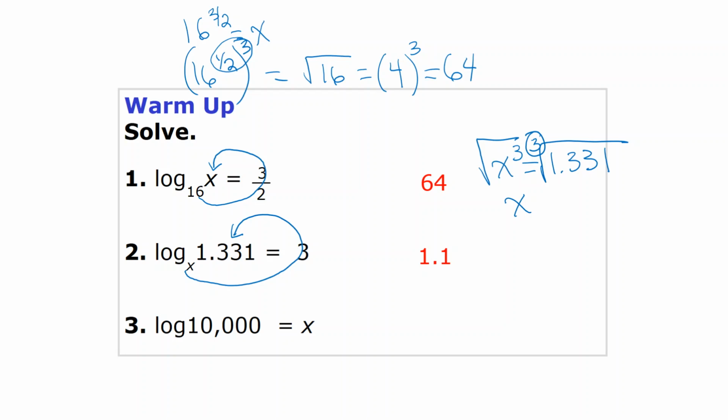And then finally, we can look at this last one, and remember, if there's not a base written in there, we know that there's an understood 10. So this is going to be 10 to the x power equals 10,000. You should just be able to know that in your head, that 10,000 is a 1 with 4 zeros behind it. So 10 to the 4th power.